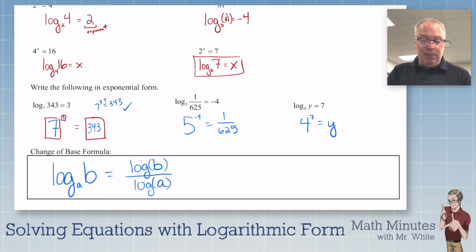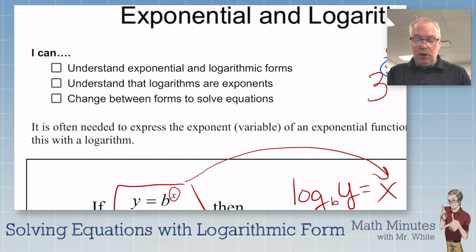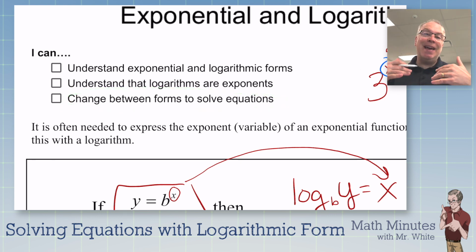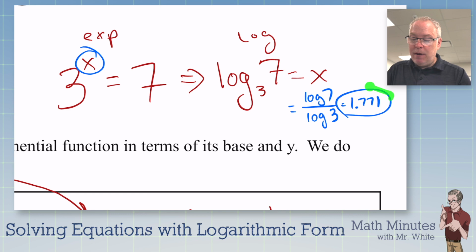All right, so let's go back to the beginning of the notes and just go through our I can statements here. Hopefully now you understand, hopefully really well, exponential and log forms, how to convert between the two. You understand that logs are exponents, and you also learned how to use the change of base formula and change between the different forms. The change of base formula allowed us to actually figure out, like in this example, the decimal in the end. Not only did we write the answer as a log, but we actually figured out the decimal using that change of base formula.